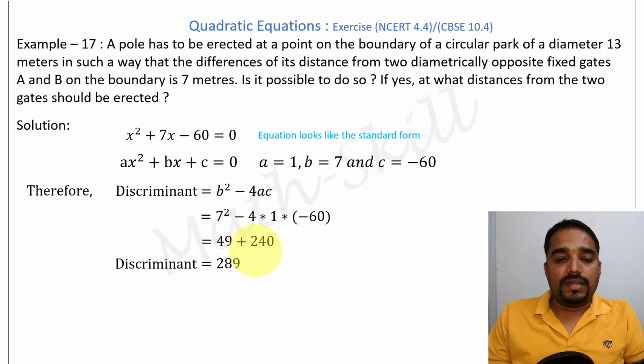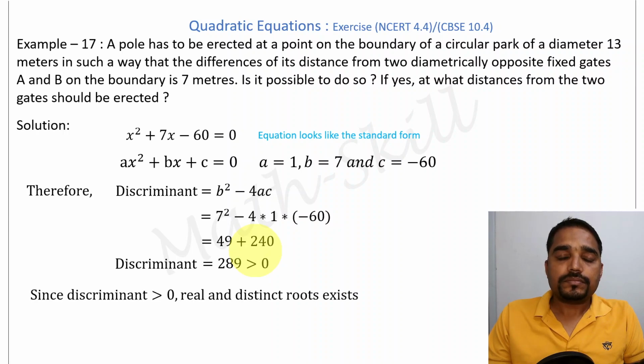Since the discriminant is greater than 0 here, real roots exist. Now to answer part 1 of the question, which is whether this condition is possible or not: this condition is possible. Now we will have to find part 2 of the question, which says at what distance from the two gates should the pole be erected. Now let us see how to do that.